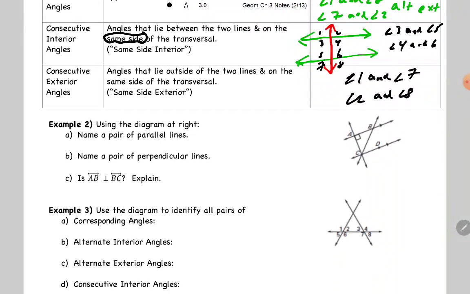Example 2. Name a pair of parallel lines. AB is parallel to CD. And they will use this marking here, this arrowhead. So that arrowhead and that arrowhead represents that the line AB is parallel to the line CD. So once again, that arrowhead tells us that these lines are parallel.